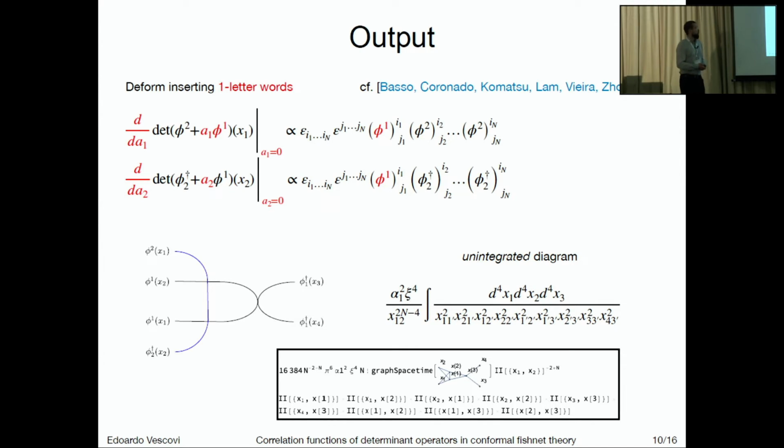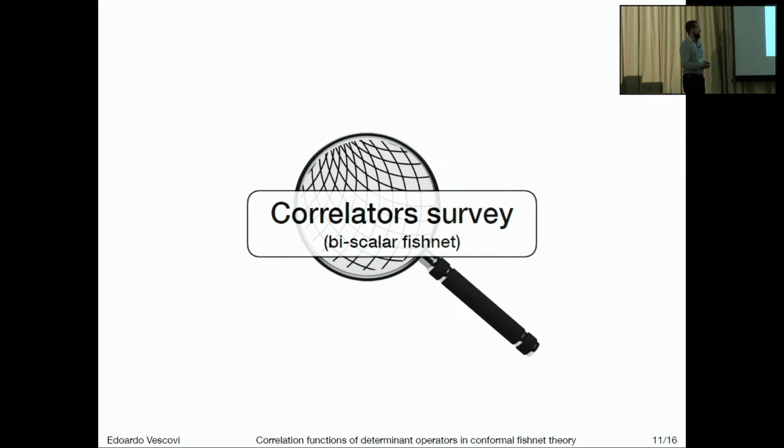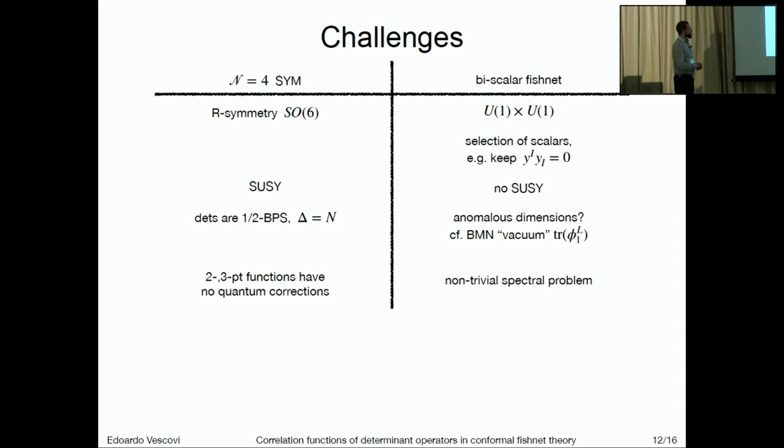Equipped with this tool, I want to proceed to some parts that are more interesting maybe from the physical point of view. That is to analyze some correlators with this tool. The study for now is limited to the bi-scalar Fishnet, precisely for the diagrammatical complications that these operators present, and also for our current implementation of the calculator. Still, it is challenging, and all the challenges in ultimate analysis come from the breaking of the R symmetry SO6 down to U1 cross U1.